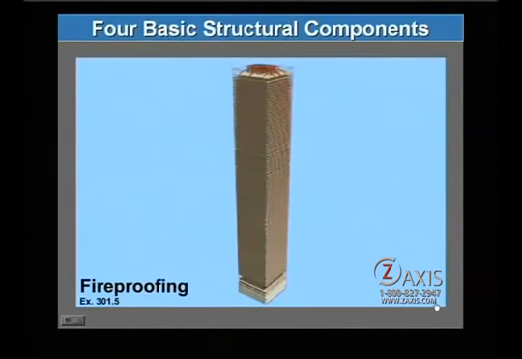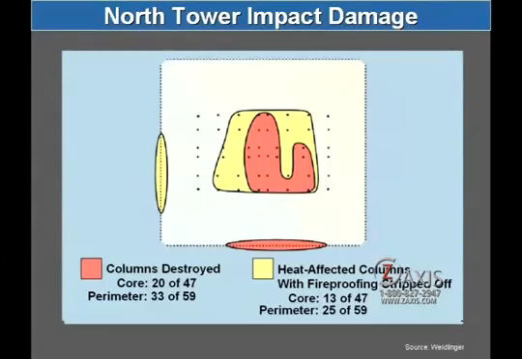Fireproofing material was sprayed over all the exposed steel surfaces that made up the core, perimeter tube, and floor support trusses. This fireproofing was designed to protect the steel in the event of a typical office fire. And on 9/11, the fireproofing did its job in the places where it was not knocked off by the high-velocity debris from the impacting aircraft.